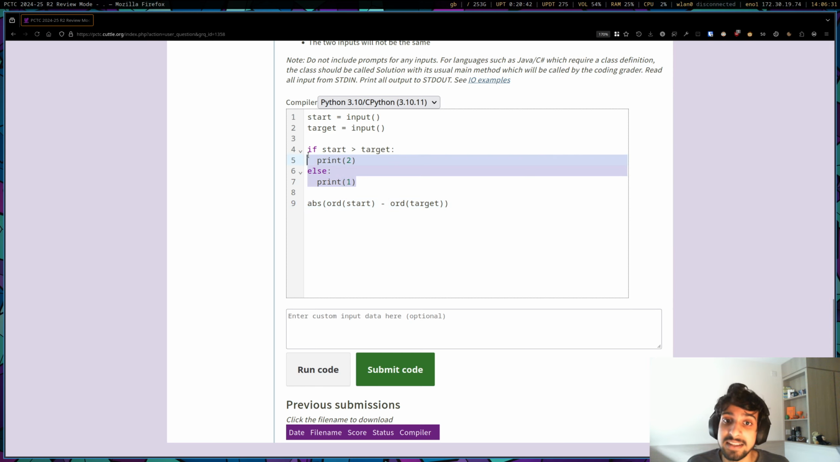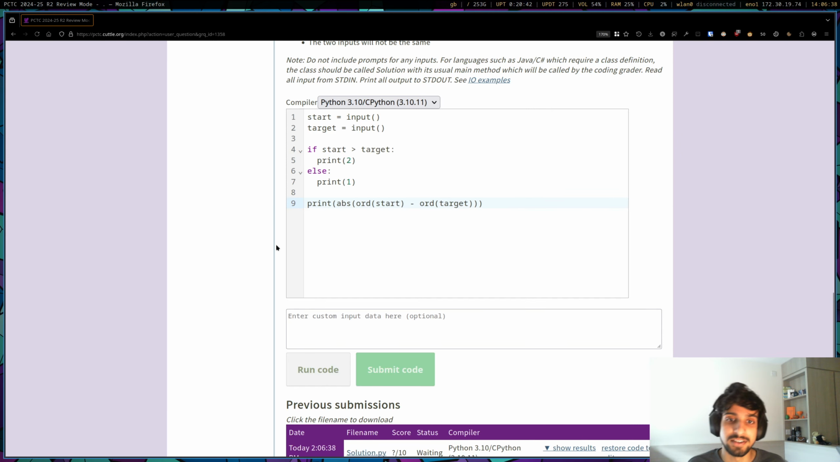Because we've already considered the direction in our previous output, but now we don't actually care about the direction because we just care about the length of stops it takes. And we can submit that code and get our 10 points.